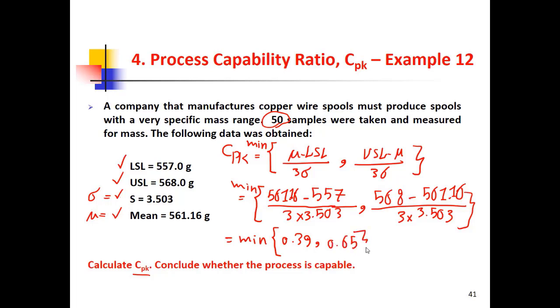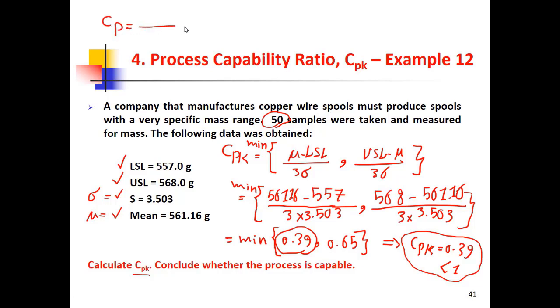0.65. I have to choose the minimum. That will be my minimum here. So CPK is how much? It is 0.39, which is smaller than 1. Okay, so I can say that the process is for sure out of the center. CPK is smaller than 1, so the process is not capable, but let's also calculate CP to see what it will be.